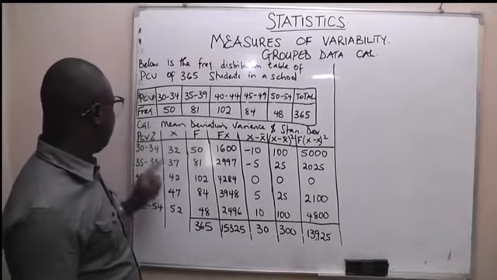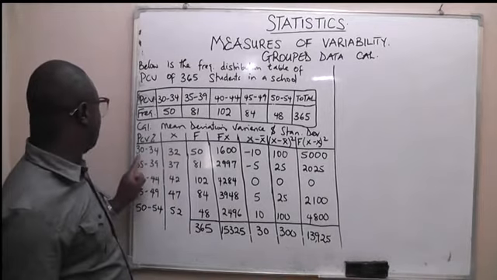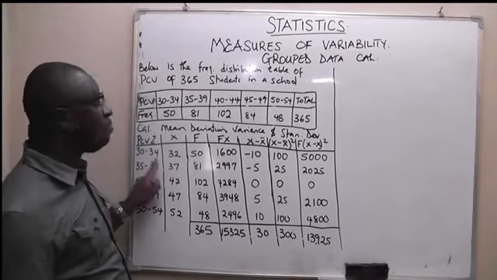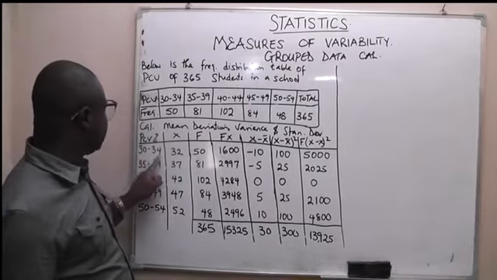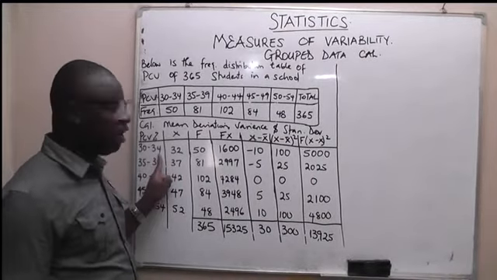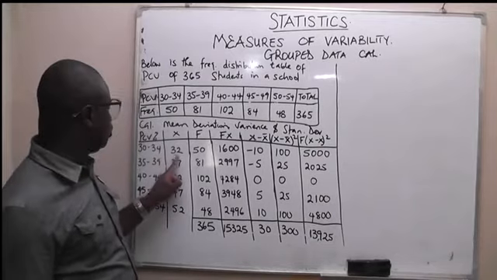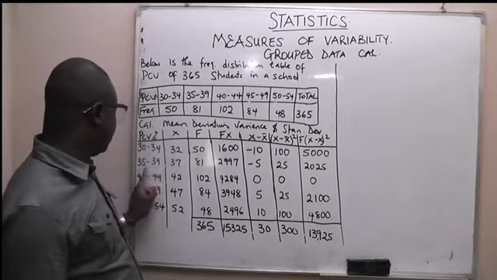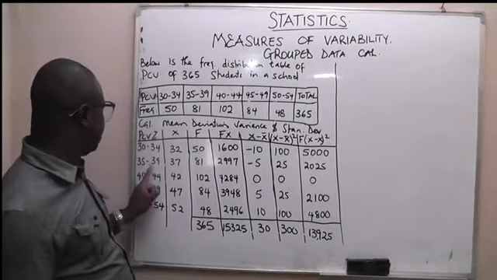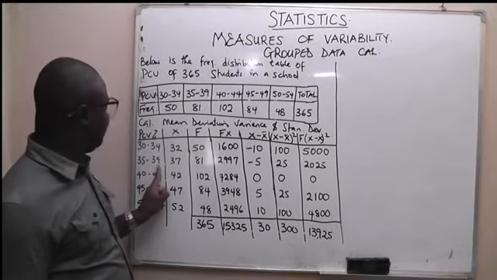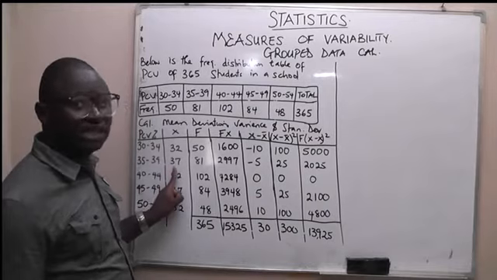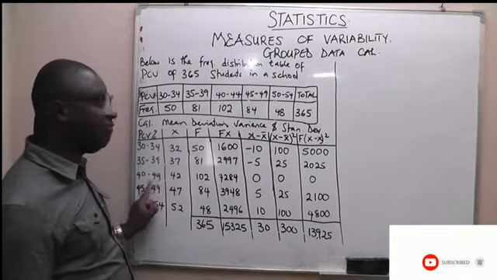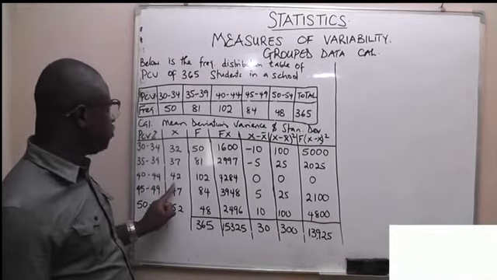Now this x stands for midpoint. How do we get the midpoint? You add the lower limit, which is 30, with the upper limit. If you add 30 and 34, this gives you 64, and when you divide 64 by 2, you get 32. Then you add 35 with 39 and divide by 2, which gives you 37. Then 40 plus 44 gives you 84, and if you divide 84 by 2, it gives you 42.